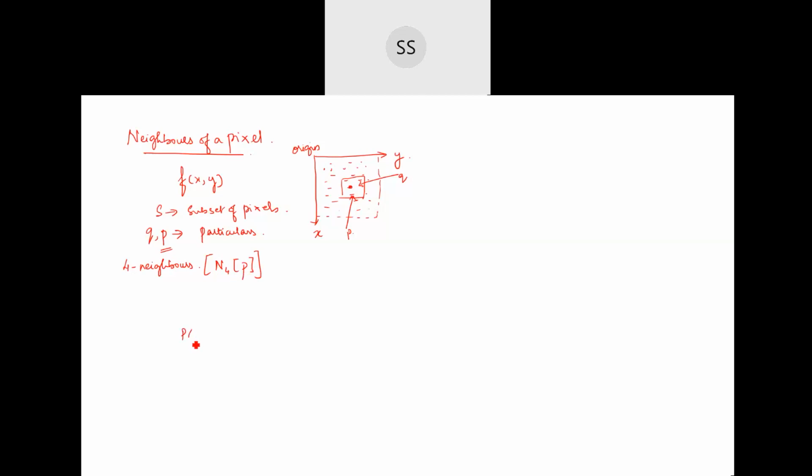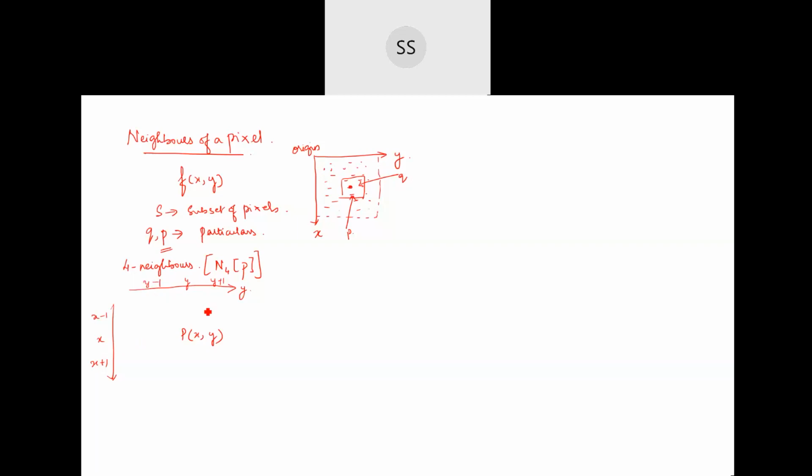Imagine the point P has a coordinate value x comma y. Now I've shown you in my diagram that x is growing downwards and y is growing to the right. So if this is x, the previous value is going to be x minus 1 and the next value is going to be x plus 1. Similarly, if this is y, the previous value is going to be y minus 1 and the next value is going to be y plus 1. Keeping these things in mind, we are going to write.